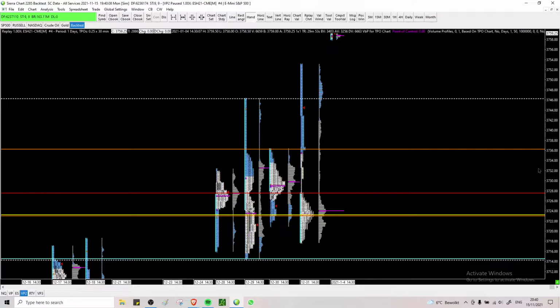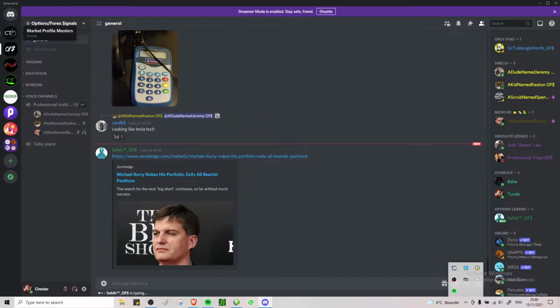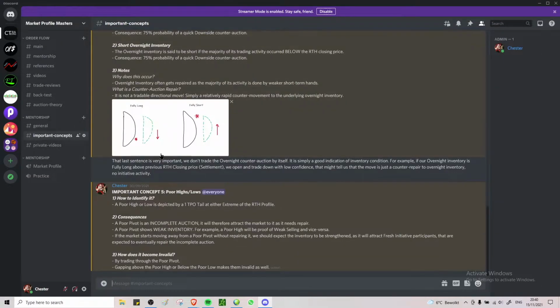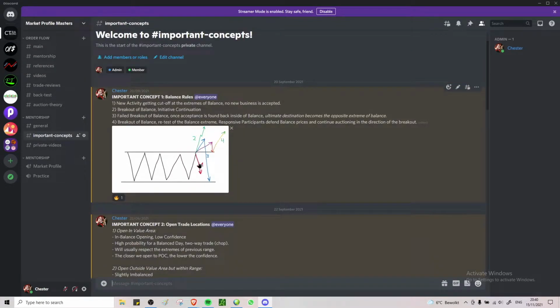The first thing you may notice is that these profiles right here, these three and in this case the fourth one, are balancing. When you see balancing profiles, usually you'll see overlapping value area, but when you see balance, you have to think immediately, what balance rules apply? If you go over to my Discord and go into important concepts, you'll see the different balance rules.